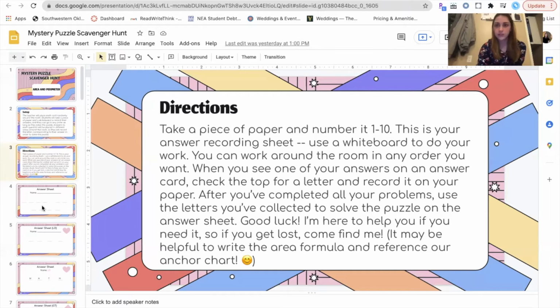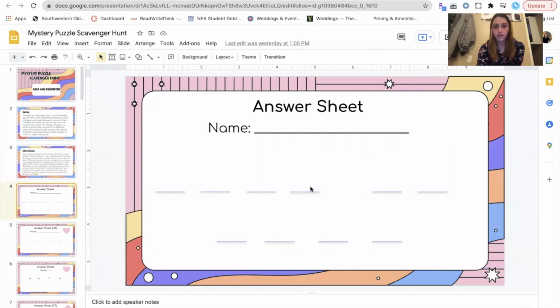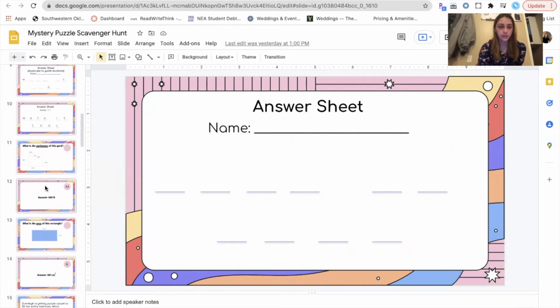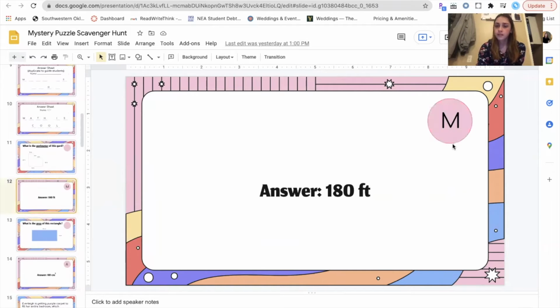This is what your answer sheet will look like. There are 10 letters that you're looking for. It's okay if you see the same letter. Just make sure, like with this problem, this is what you're looking for, and that's what you're recording next to this answer on your answer sheet.